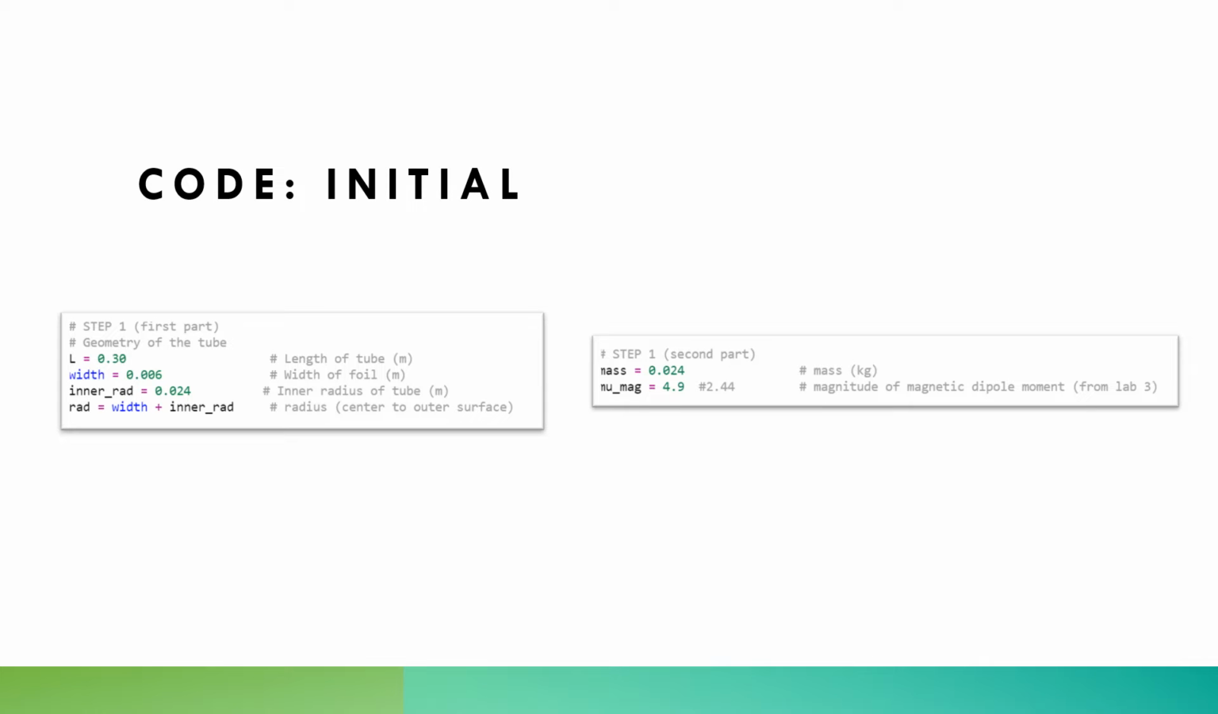Here you can see the initial conditions for my GlowScript code. As you can see for step 1, to the left, you can find the different conditions for the pipe, including the length, the width, and the radii. To the right, you can find the mass and then the magnetic dipole moment for the bar magnet as well. Note that the magnetic dipole moment was not the exact same as lab 3, as 2.44 actually caused a skewed graph compared to a proper one.